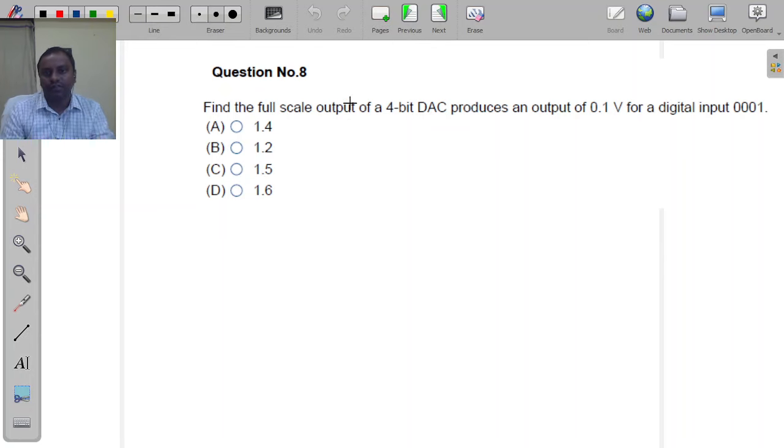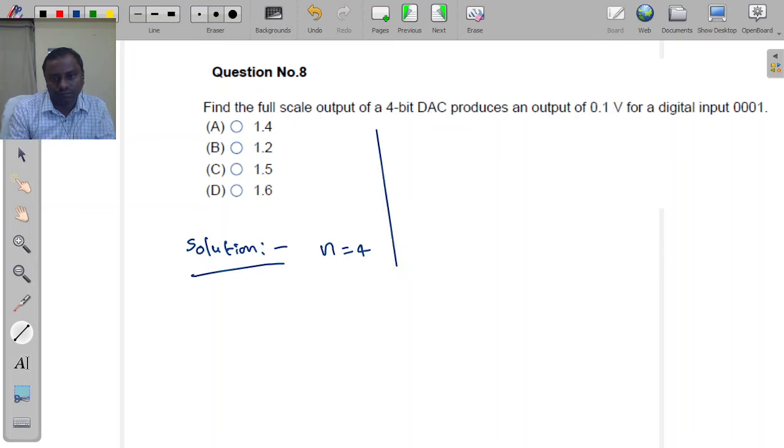Find the full scale output of a 4-bit DAC, digital to analog converter, which produces an output of 0.1 volt for a digital input of 0001. So the solution is: 4-bit means n equal to 4.